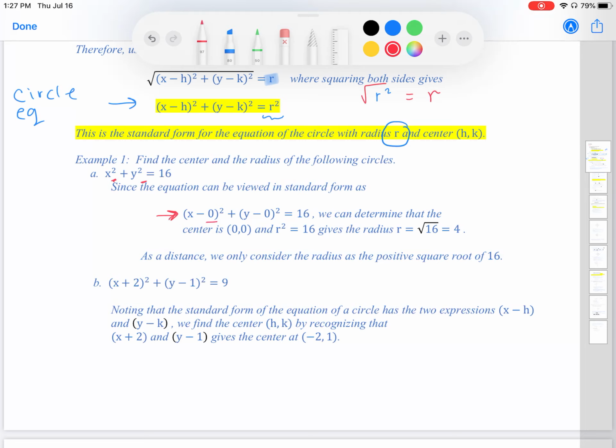And if so, we would see that we have a center of 0, 0. So our center is 0, 0. r squared is 16. So therefore, our radius r is 4. As a distance, we only consider the radius of the positive square root of 16.